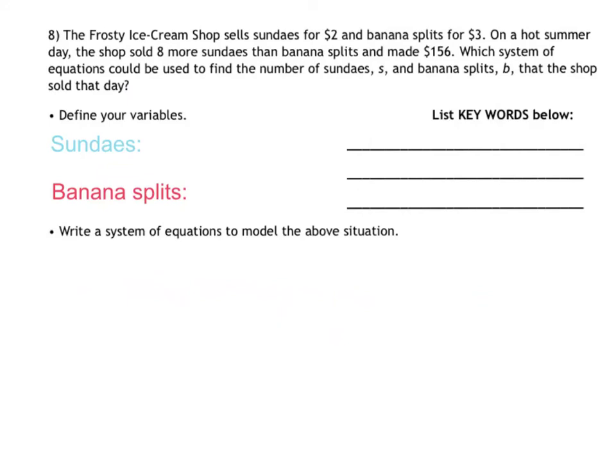Last problem. The Frosty ice cream shop sells sundaes for $2 and banana splits for $3. On a hot summer day, the shop sold 8 more sundaes than banana splits and made $156. Which system of equations could be used to find the number of sundaes, S, and banana splits, B, that the shop sold that day? So let's define our variables. Sundaes, they tell us, is going to be the letter S, and banana splits is going to be the letter B.